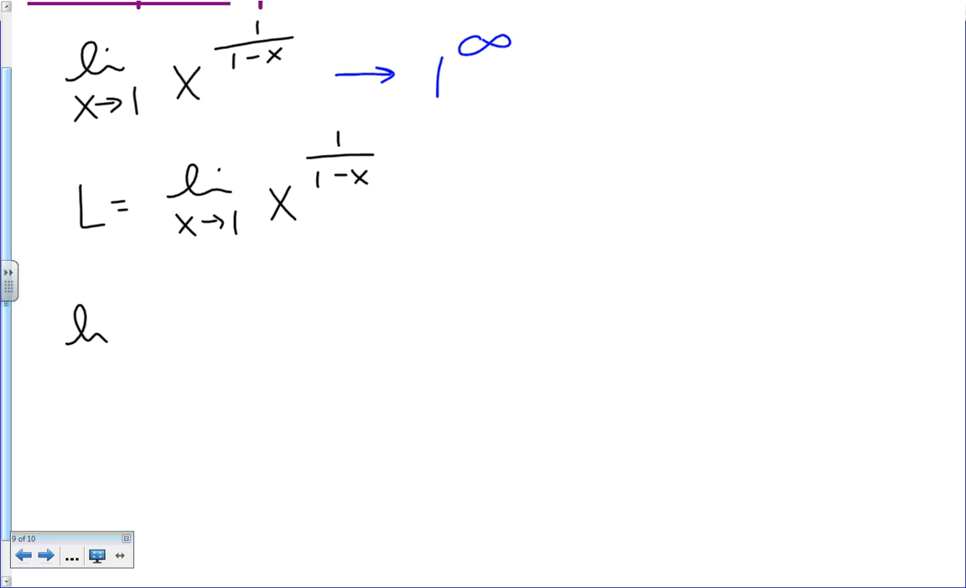So let's take the log of both sides. We're going to use natural log, of course, to do this. The natural log of L is equal to the natural log of the limit as x goes to 1 of x raised to the 1 over 1 minus x.